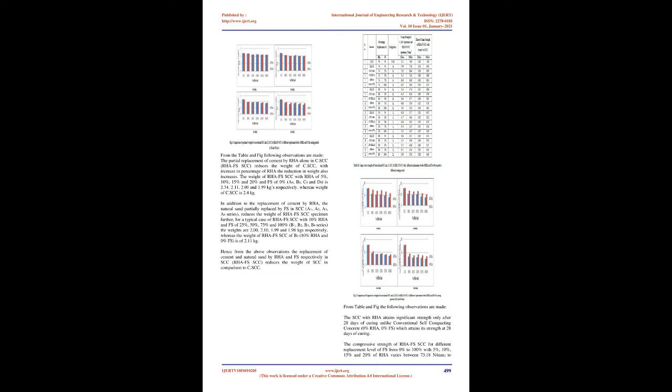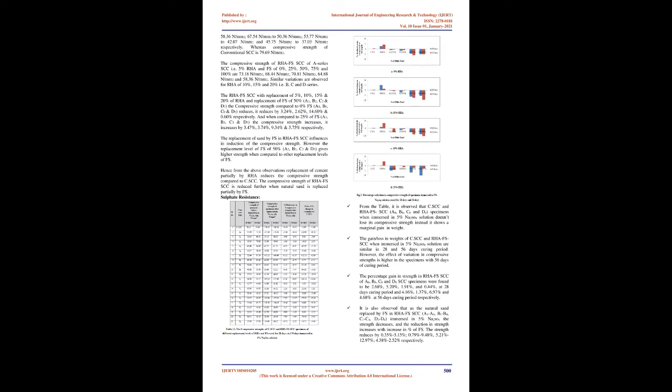Hence from the above observations, the replacement of cement and natural sand by RHA and FS respectively in SCC, RHA-FS-SCC, reduces the weight of SCC in comparison to C.SCC. From table and fig the following observations are made. The SCC with RHA attains significant strength only after 28 days of curing, unlike conventional self-compacting concrete, 0% RHA, 0% FS, which attains its strength at 28 days of curing.